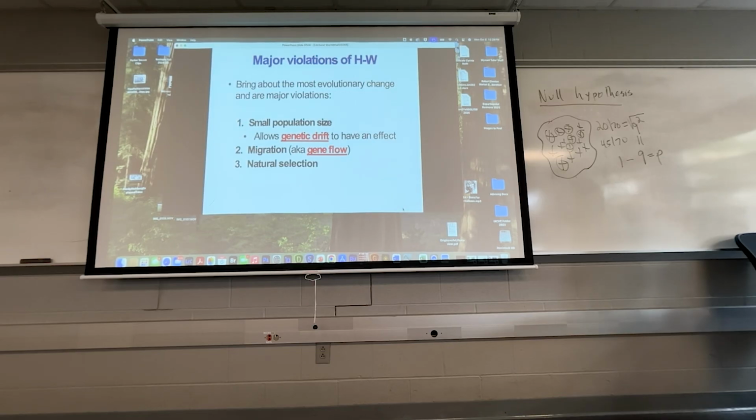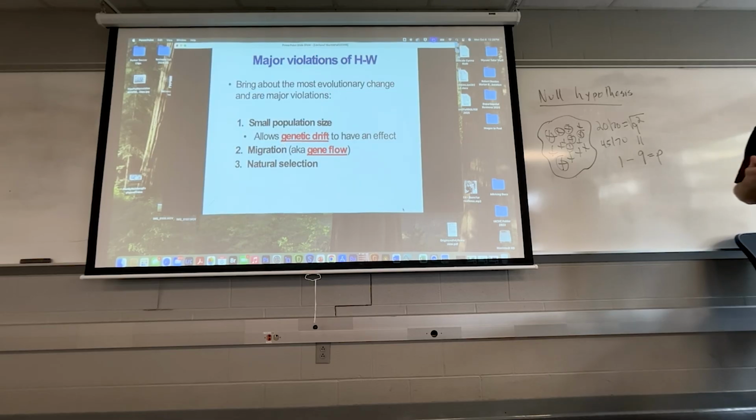Major violators are these three: small population size or bad sample size. The smaller the sample size, the more common your Hardy-Weinberg equilibrium is disturbed. This allows for things that we like called genetic drift. So if you have, and I'll show you some pictures, genetic drift, there's a couple different types of genetic drift. There's what's called bottleneck and founder's effect. Those are your two types of genetic drift we're going to do. And we'll talk about how small sample size can affect what alleles you see here in a slide or two.